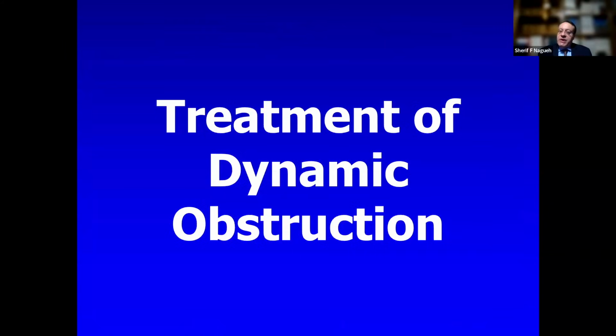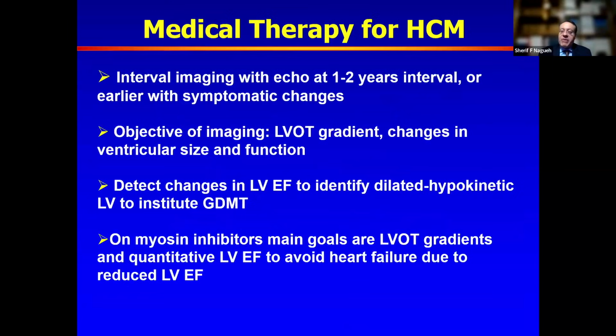Now, imaging plays a key role in guiding the treatment of dynamic obstruction, and let's talk about how that takes place. So for medical therapy patients, we typically do interval imaging at 1 to 2 years or sooner if there are symptomatic changes. What is the objective of imaging in patients with obstruction? We want to know the gradient.